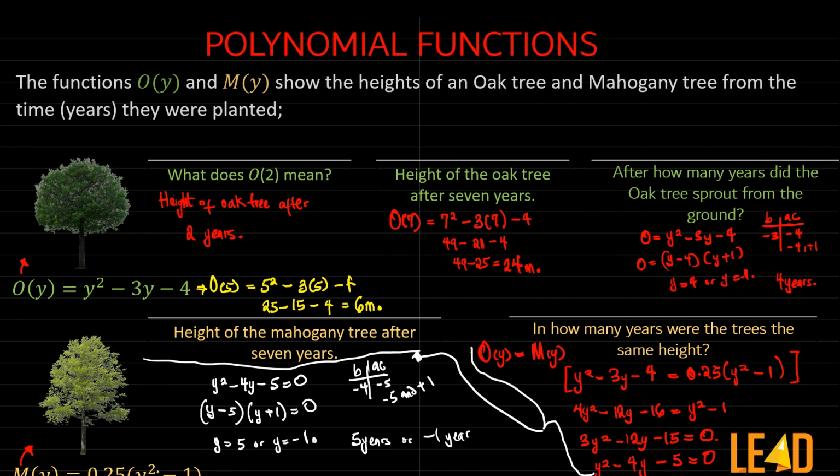Moment of truth, M of 5 would be equal to 1 over 4 multiplying 5 squared minus 1. That would be 1 over 4 multiplying 25 minus 1, which gives us 24 over 4, which gives us 6 meters. So you can see we have the exact same answer. So it was true that in 5 years the mahogany trees were the same height.